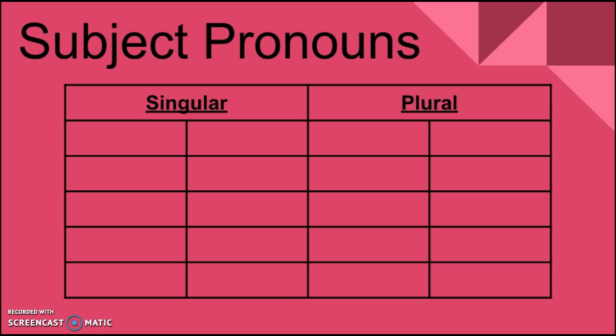The singular subject pronouns that you're familiar with that we use in English are I, you, he, and she. In plural, the plural form of I is we. The plural form of you is the exact same word, you. The plural form of he and she is they.